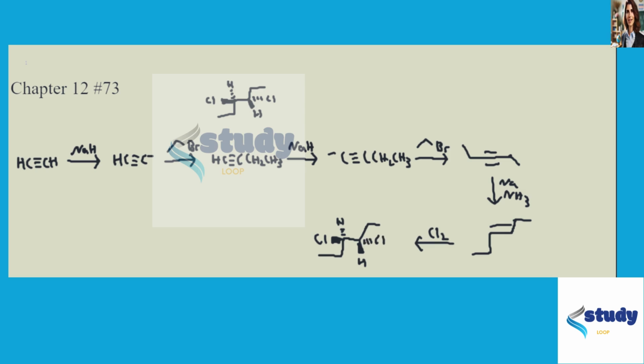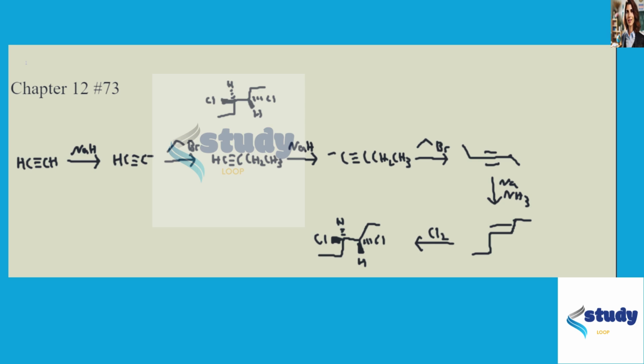And so that's (3R,4S)-3,4-dichlorohexane. Again, the way to approach a synthesis problem like this is to look at what we're being told to start with and what we're being asked to make, and to just figure out how to get from starting material to product.